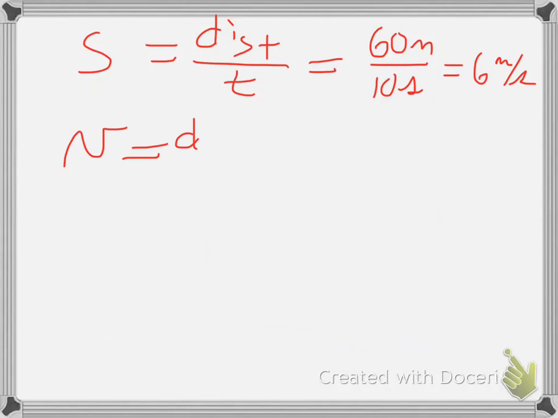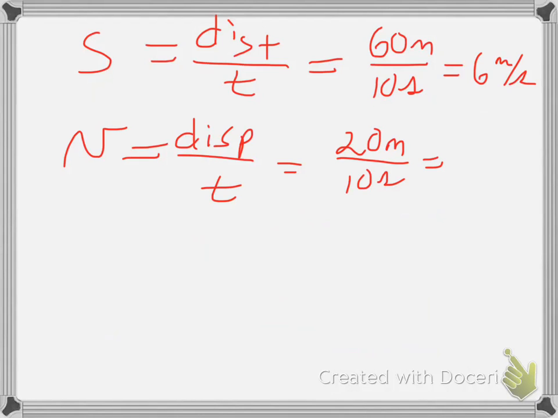Velocity would be displacement over time. So if they went back and forth 3 times, the total displacement was 20 meters in 10 seconds, giving them a velocity of 2 meters per second. So there is a difference between speed and velocity.